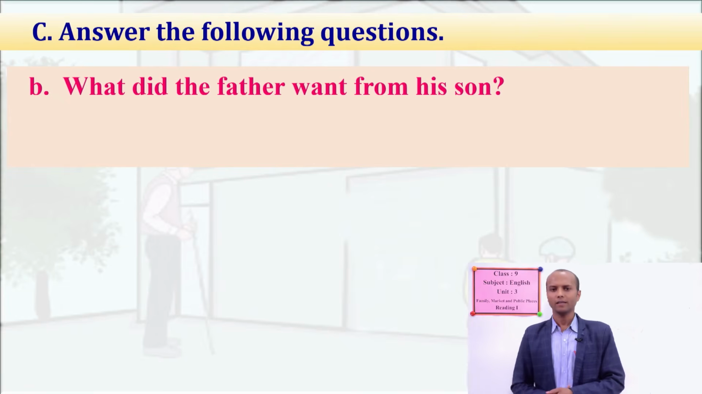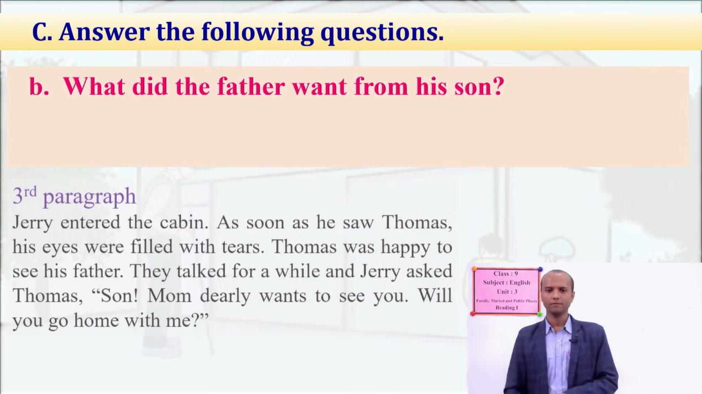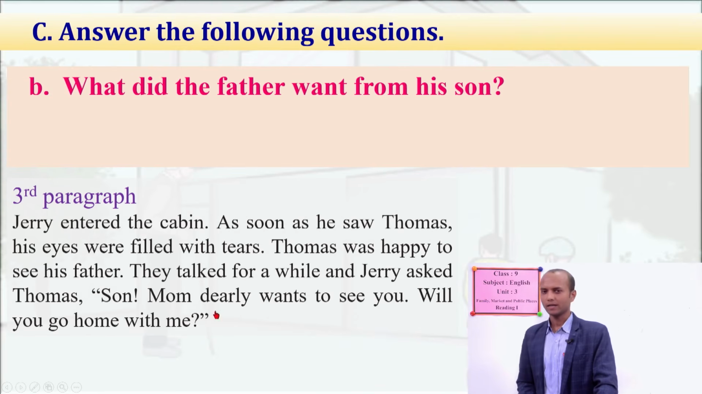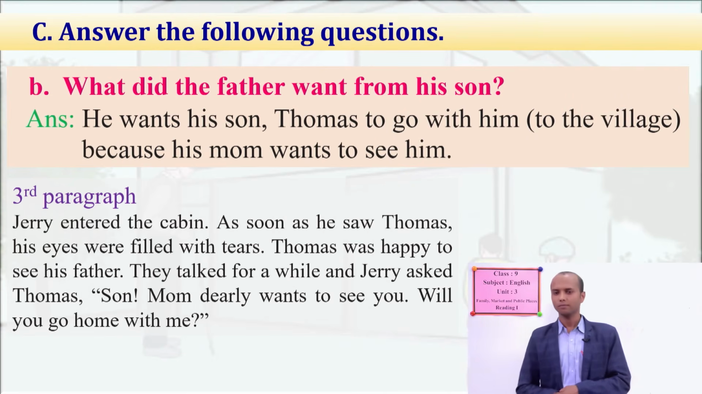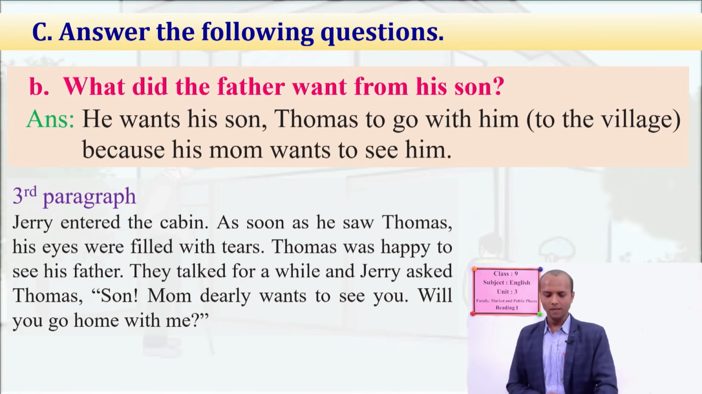Let's see number B. What did the father want from his son? Please read this paragraph. Okay, you can see the last 2 sentences. And the answer can be, great. He wants his son Thomas to go with him to the village because his mom wants to see him.